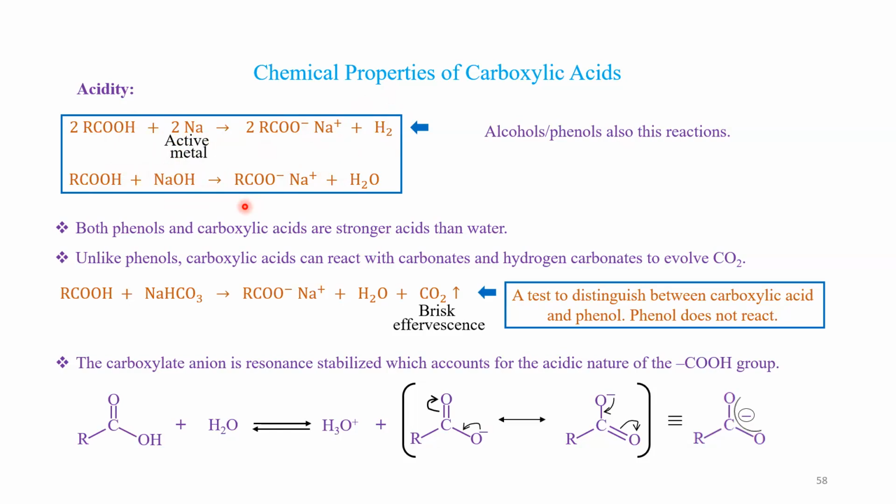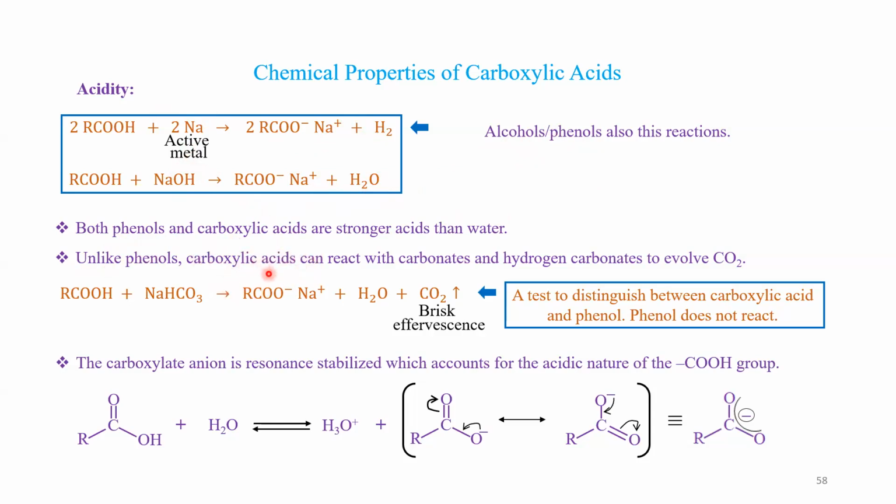Then carboxylic acids are stronger acids than phenols. And phenol is stronger than water. Water is a stronger acid than alcohol. So carboxylic acids are stronger than phenols, water and alcohols. These two reactions, the reaction with metal and with sodium hydroxide, are also shown by alcohols and phenols. Okay? And so we can distinguish phenols from carboxylic acids by using this reaction.